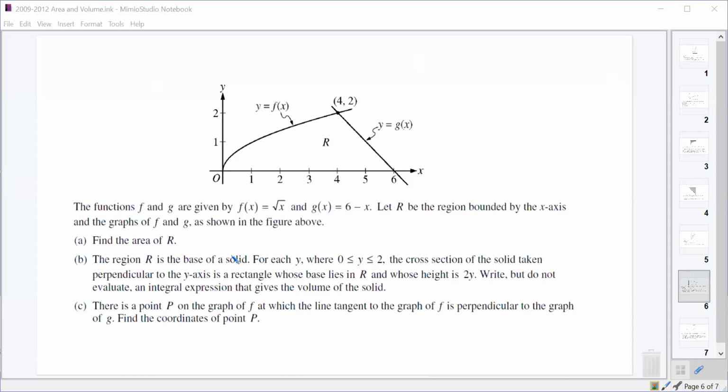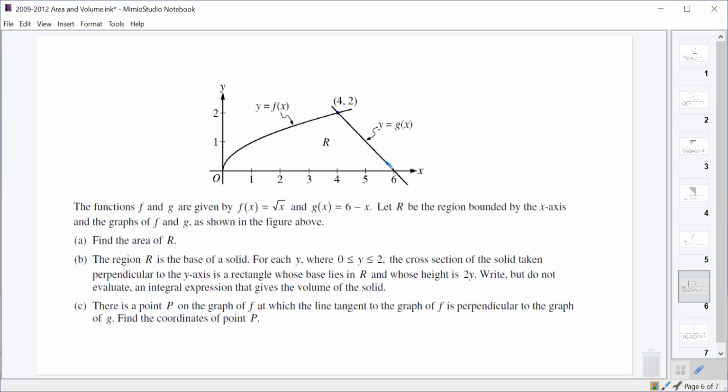So for part A, where you're asked to find the area of this region, you had two different possibilities. One was to do it in terms of x. And if you do it in terms of x, because the upper function switches from the square root function to the linear function at x equals 4, you'd have to split it into two different integrals. Or you wouldn't even have to do an integral for the second piece, because the second piece is a triangle. You could just find the area of that triangle.